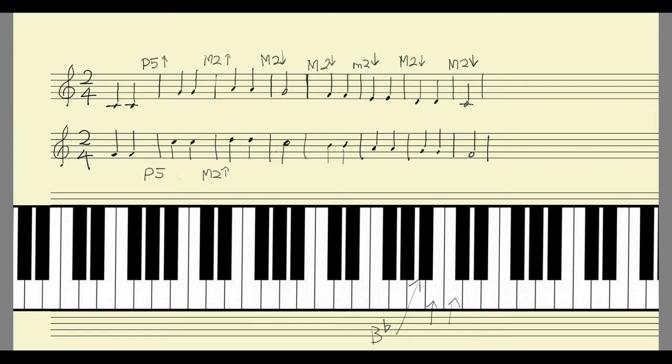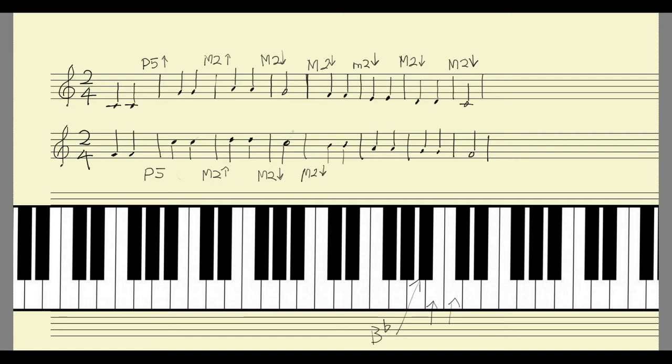Now from D down to C, what do we need? We need a major second going down. Is that what we have? Let's investigate. We know that we have a second because we're going D1 down to C2. And how many half steps do we have? D0, D flat 1, C2. So we have a second with 2 half steps. That is in fact a major second. Next, we need another major second down. Is that what we have?